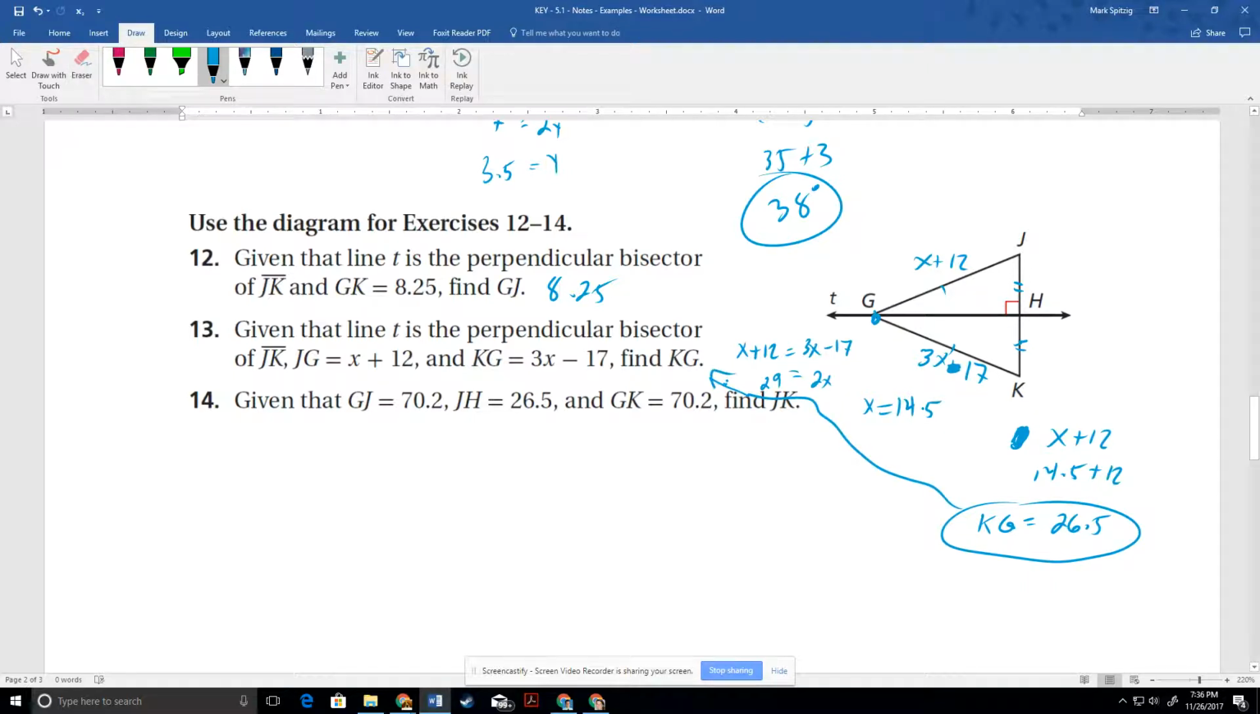All right, now it says given that GJ is 70.2 and GK is 70.2. So in other words, given that they are congruent, let me get rid of some of this. So given that G is equidistant, it sort of depends on what we know, but in this case we know this essentially. Then if JH is 26.5, what is JK? The whole thing, well, we just double it, right? It's just going to be 2 times 26.5, 53.